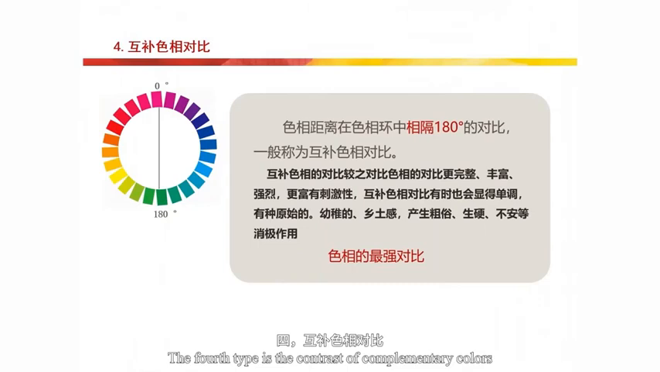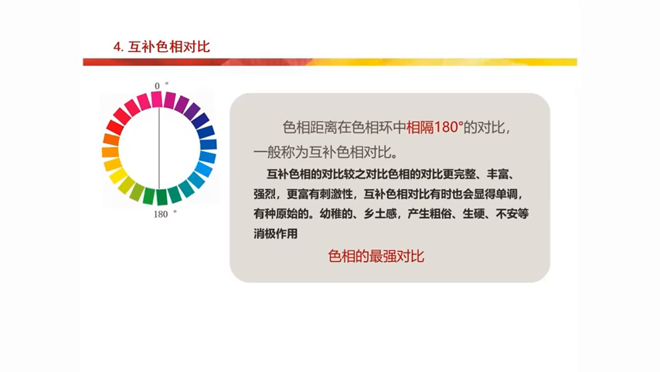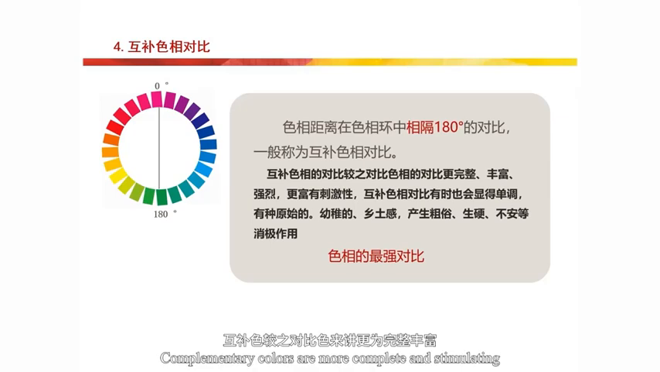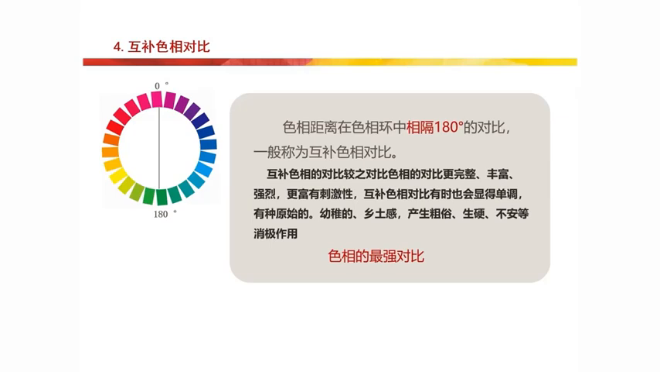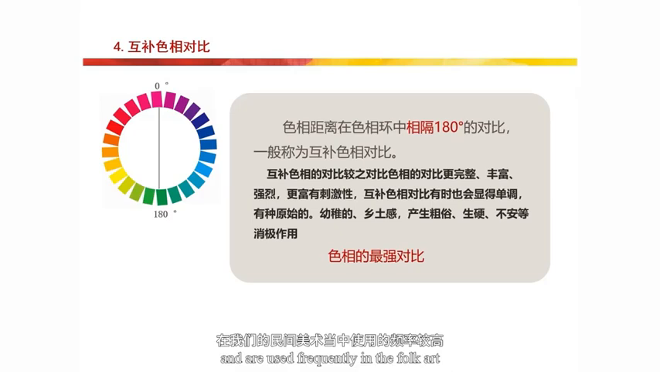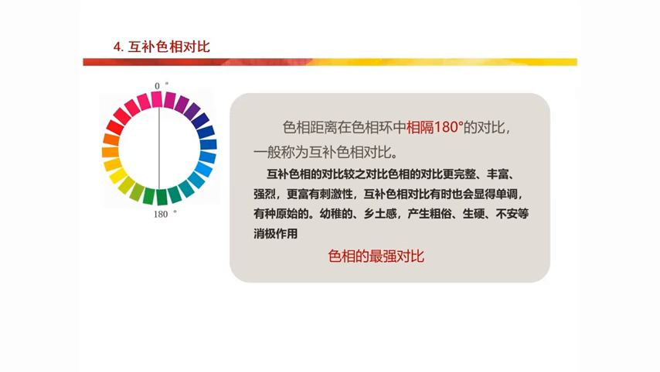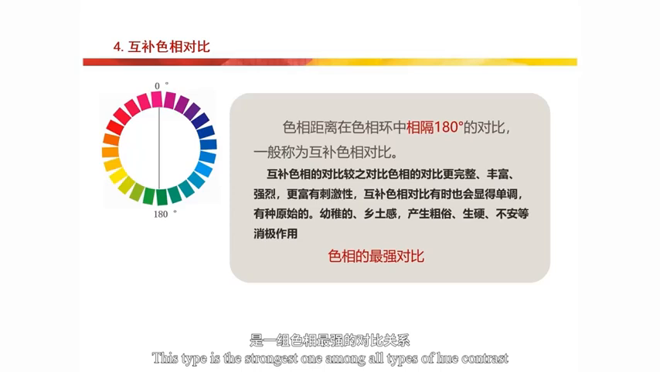The fourth type is the contrast of complementary colors. It refers to colors that are 180 degrees apart on the hue circle. Complementary colors are more complete and stimulating compared to contrasting colors, often evoking a rustic feel and are used frequently in folk art. This type is the strongest one among all types of hue contrast.